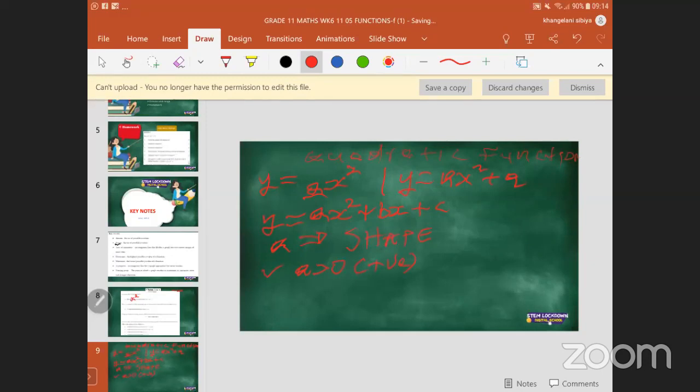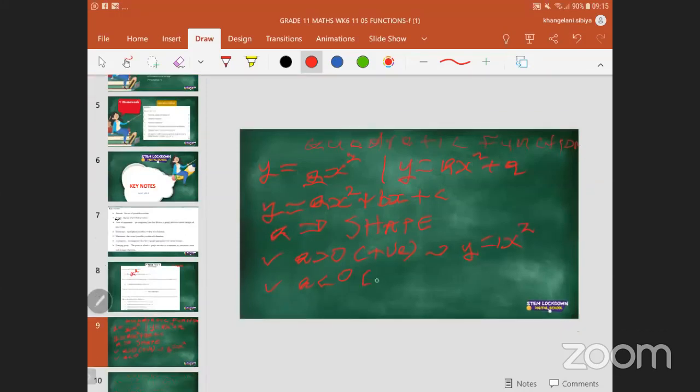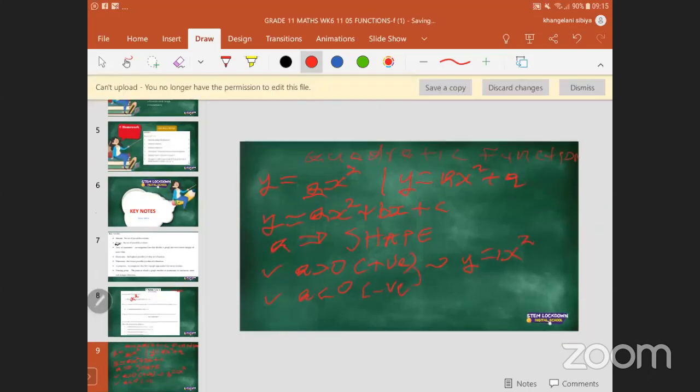Let me give you an example of that one. This can be y equal to, say, x squared. You can see here that our a is 1 and our a is positive. Or our a obviously can be negative, which is the sign which is less than 0. Obviously, this one can be something like y equal to, maybe let's put, negative 2x squared. You can see that our a is negative. Now that is the meaning of a.